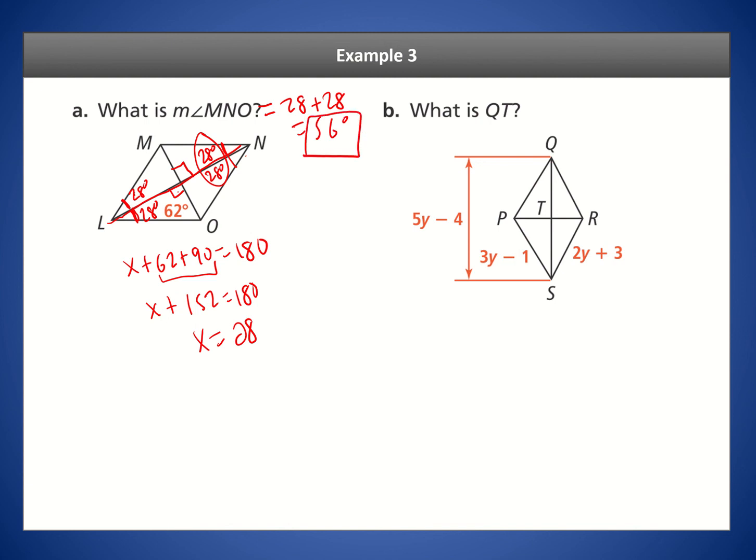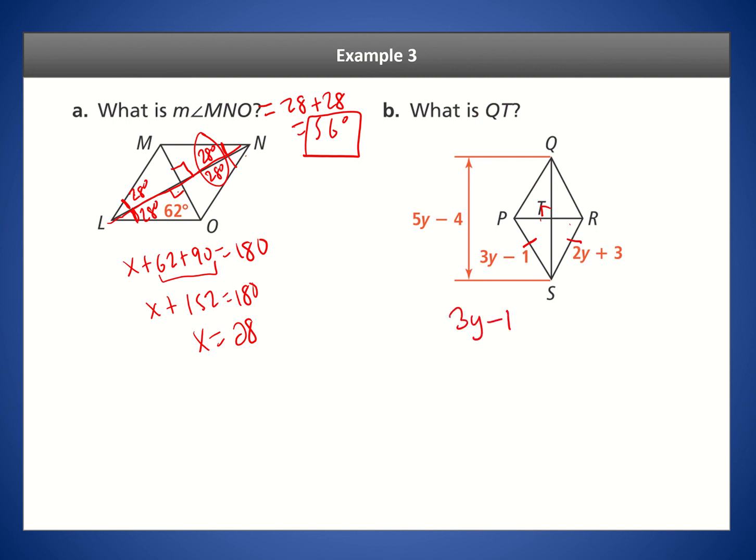Finishing up this last one, for example 3, we've got QT. We're looking for this one right there. However, we've got the whole thing here. We know that this is a right angle, which means all of these are right angles. We also know that this is supposed to be a rhombus. So whatever this side is, it's going to be the same as that side. So we can use that to solve for y.